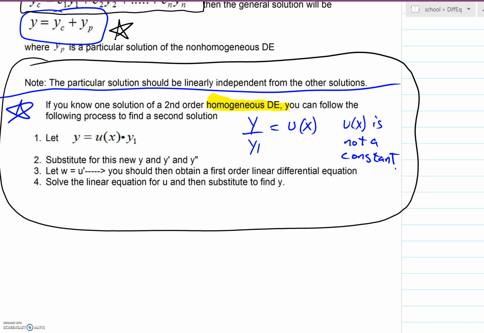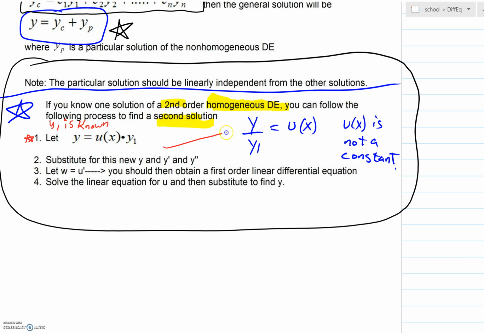If I know that we have one solution, perhaps we see it, perhaps it's just given to us. Very often they're going to give it to you. How could you find a second solution if it's second order? Second order, we'd expect 2 solutions. Here's a great method. We're going to let y equal u of x times y sub 1, where y sub 1 is one of the solutions. So y sub 1 is known. They tell you it works.